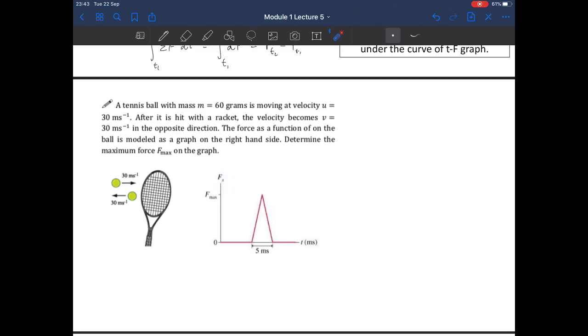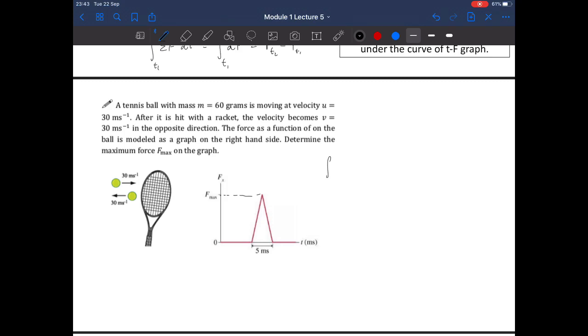Now we plot a graph between the force and the time, and we see that it looks like this. The question asks you to find the maximum force F max at this point. So what is the value of this F max? That is the question. Okay, so how do we find this?